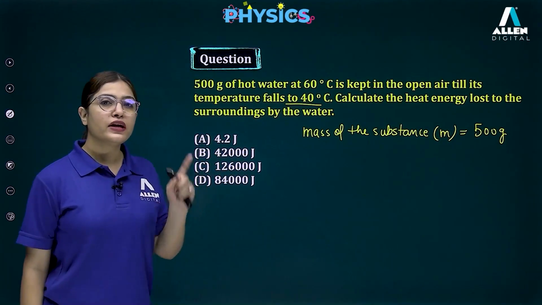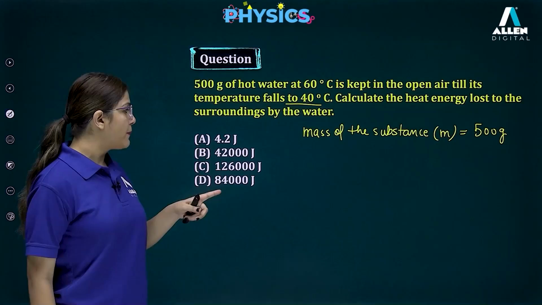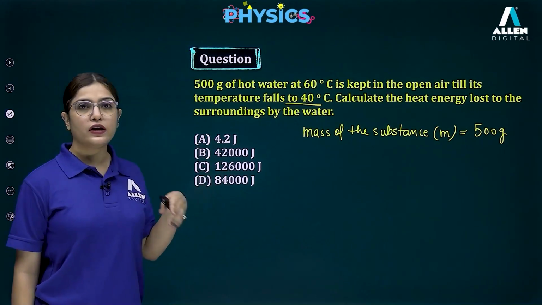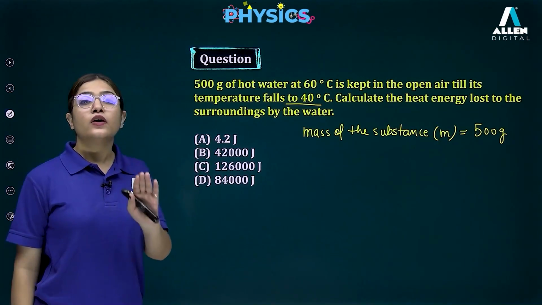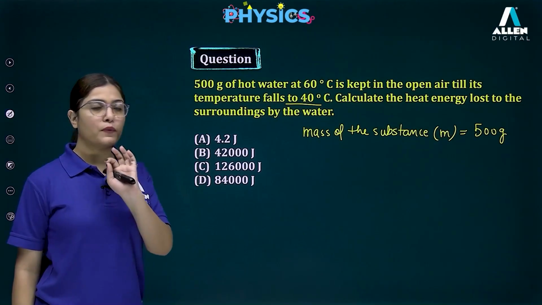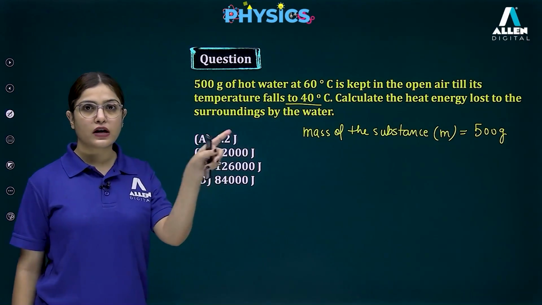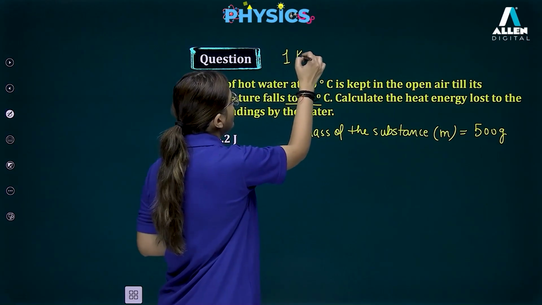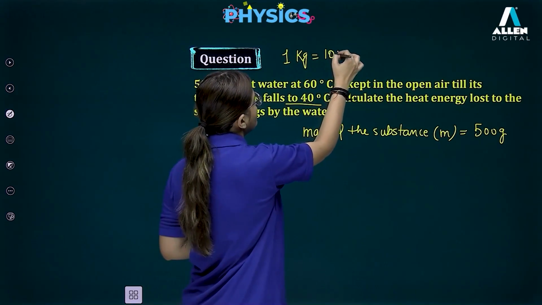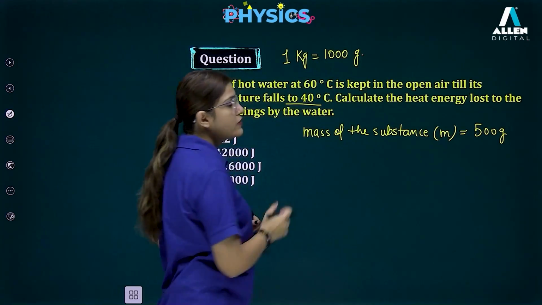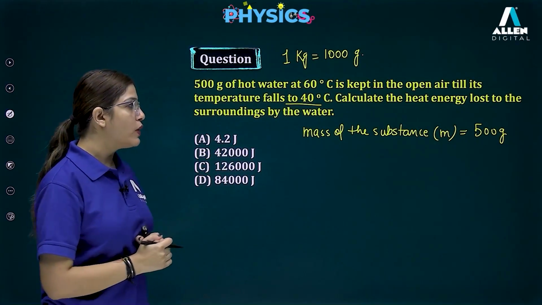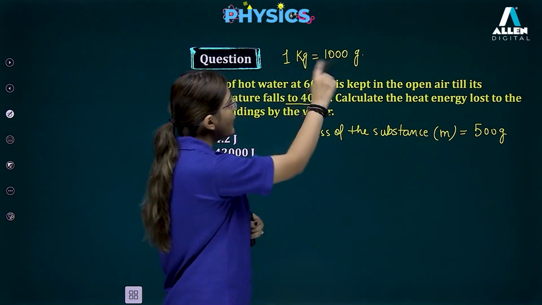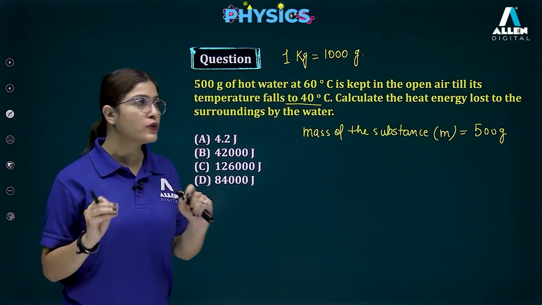Right. Can we change this gram into kilogram? Because when we look at here, we just have to understand that we have to take the units in a proper manner. So we can convert gram into kilogram. We all know that 1 kilogram is equal to 1000 gram, right? We all know about it. So can we convert gram into kilogram? Yes, we can easily convert the value.